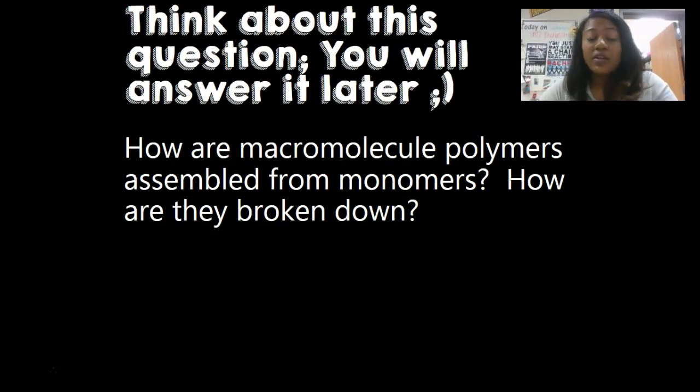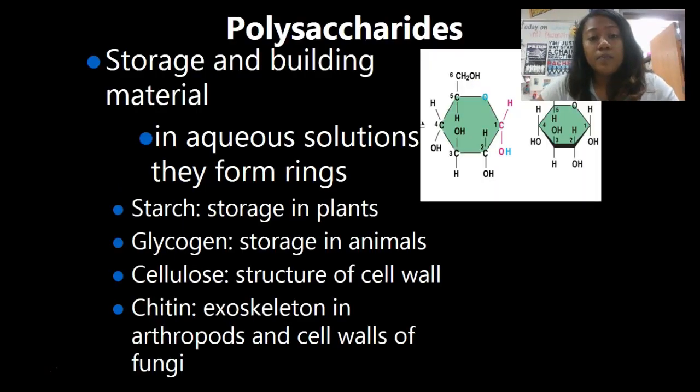Okay, so think about this question. You will answer it later at the end of the video, but how are macromolecule polymers assembled from monomers? How do they get broken down? So that's what we just went over. So make sure you kind of keep that in your mind in terms of those two categories. How do we assemble them and how do we break them down?